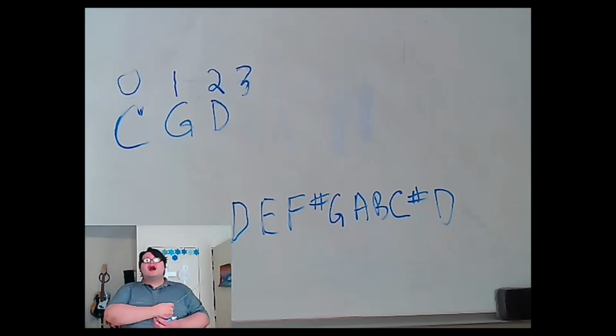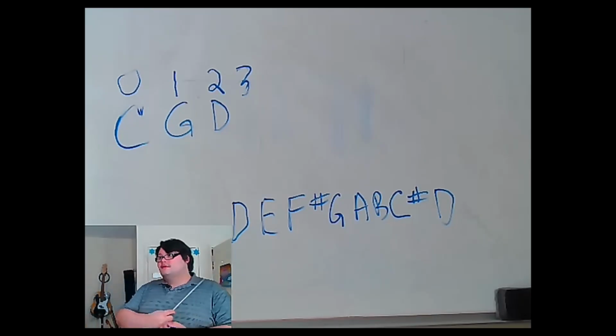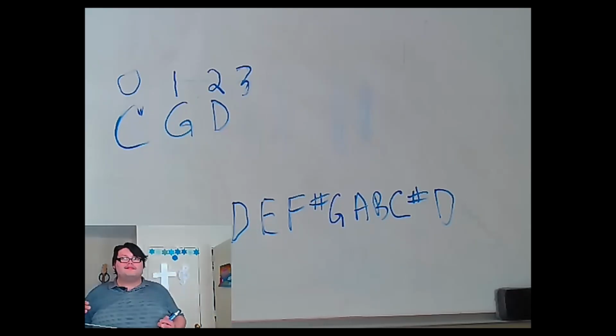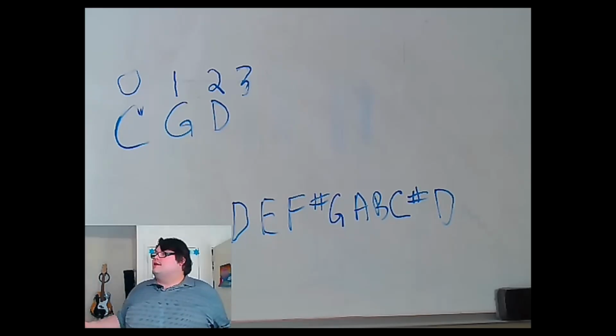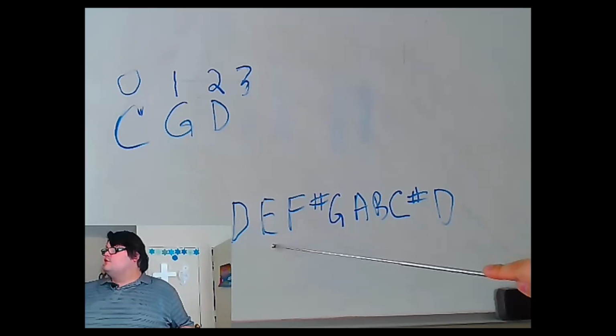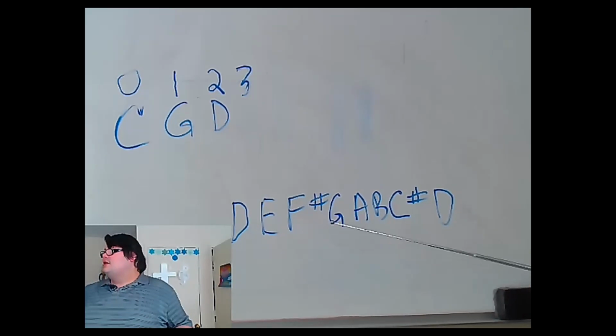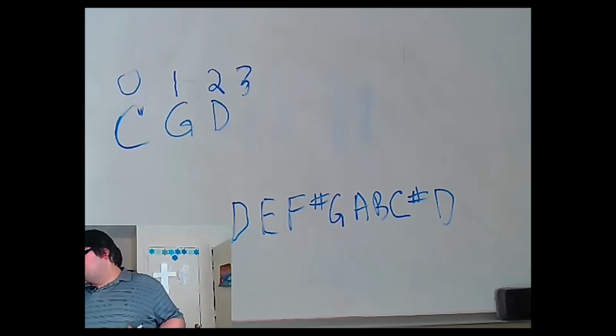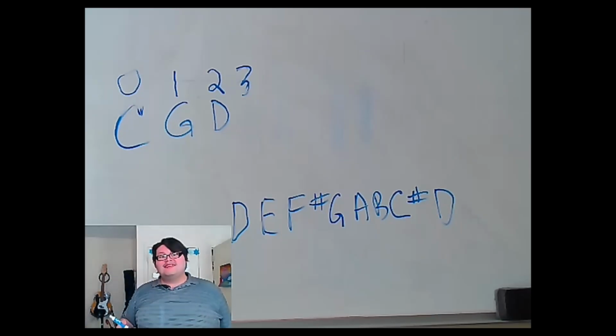So now we're going to find out which one actually becomes the next note in the circle of fifths. So we're going to count up to 5 again. So we're going to go 1, 2, 3, 4, 5. So now we know A is the next one.